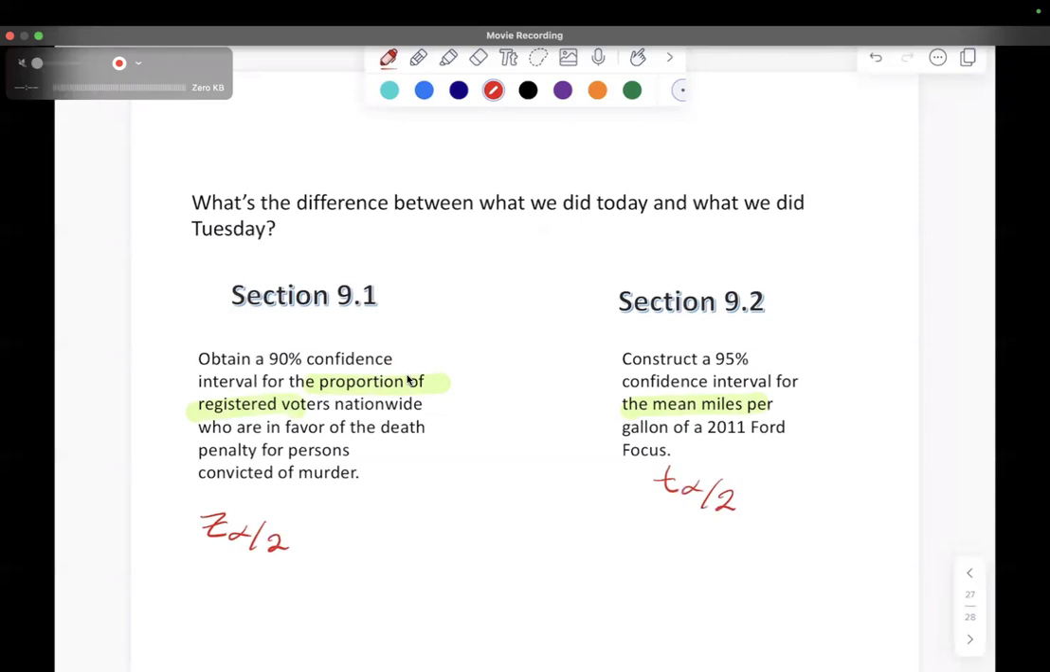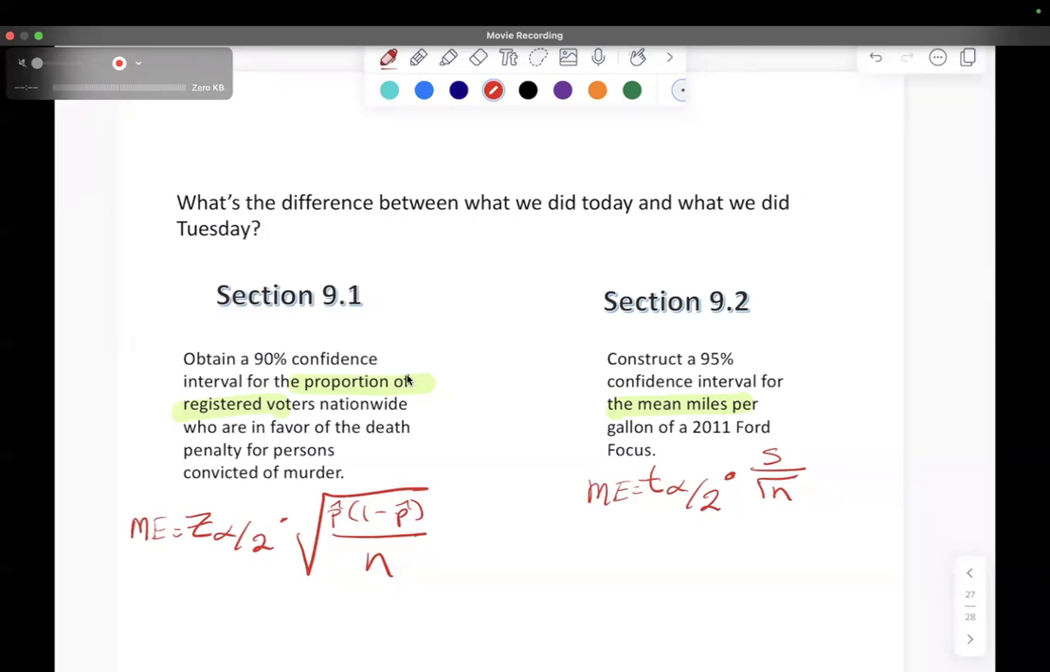And I believe there's a handout. I'm just going to write this: p hat times 1 minus p hat divided by n, and then s divided by square root of n. These are your margins of error. So this is the difference between the two. If it says the word proportion in it, then you're going to use z-scores and that formula for margin of error. If it says the word mean in it, then you're going to use your t-values and that standard deviation.